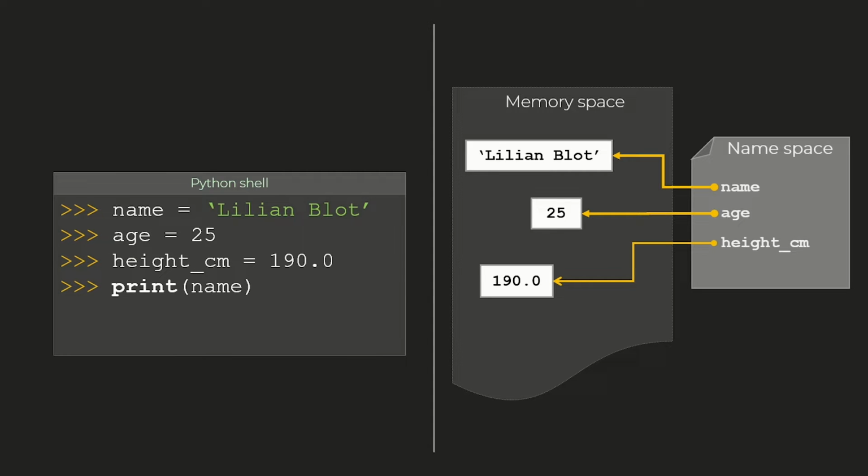The next statement calls the print function with the variable called name. First, the interpreter evaluates what is between the round brackets, that is, the variable name. The interpreter looks if such a variable exists in the namespace. Once found, it fetches the value referenced by the variable. In other words, it follows the arrow. In this example, the value referenced by the variable name is the string Lillian Blot. It then replaces the variable name by its value in the expression and prints the string Lillian Blot.